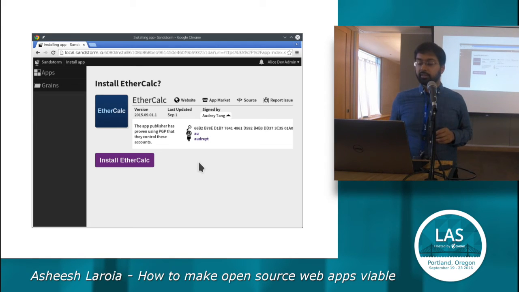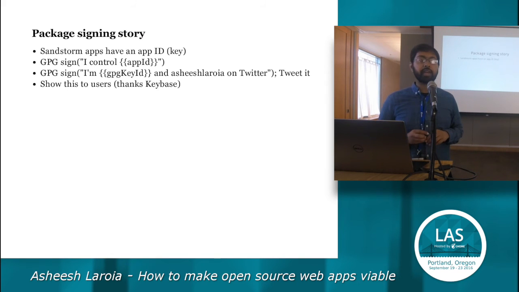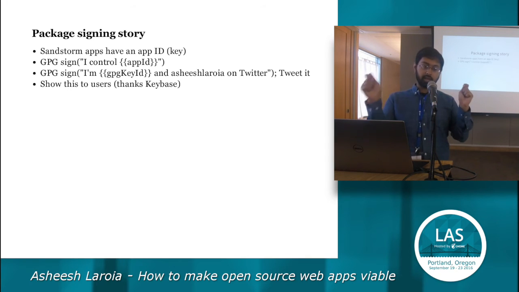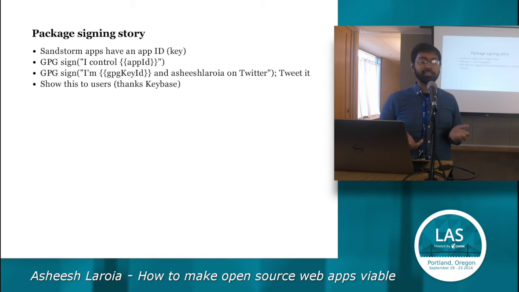And the way this works is that Sandstorm apps have an app ID, and that app ID is a public key that identifies the app. Audrey, in this case, has made a GPG-signed textual statement that says something resembling, I control that app ID, and by signing it with her key ID, with her GPG key, that's another link. She also has tweeted an ownership of her GPG key, except not, she wouldn't say she's me. This is what I would do. And so Keybase helps us tie all those pieces together so we can show a UI that makes sense at the end of the day.